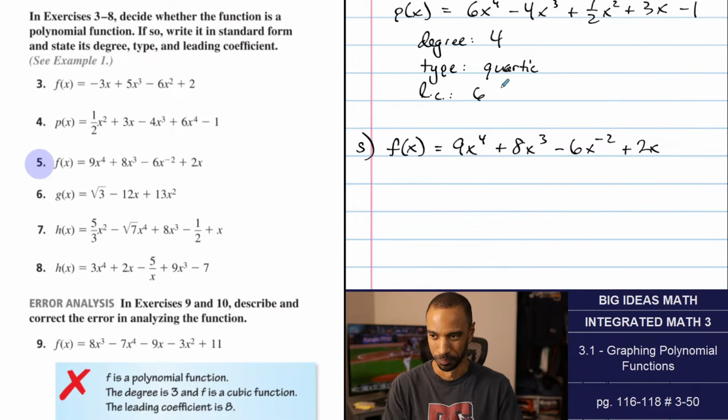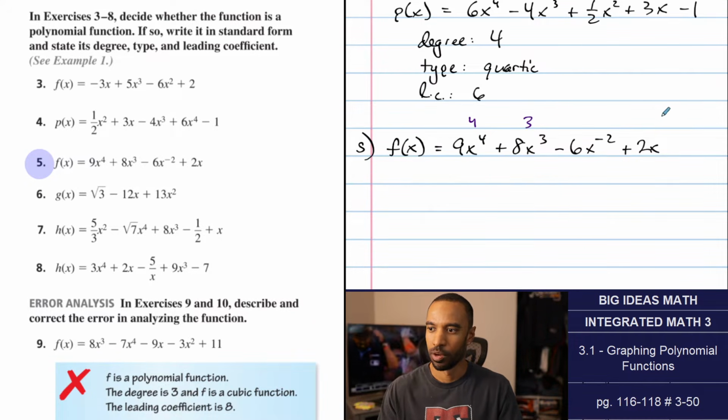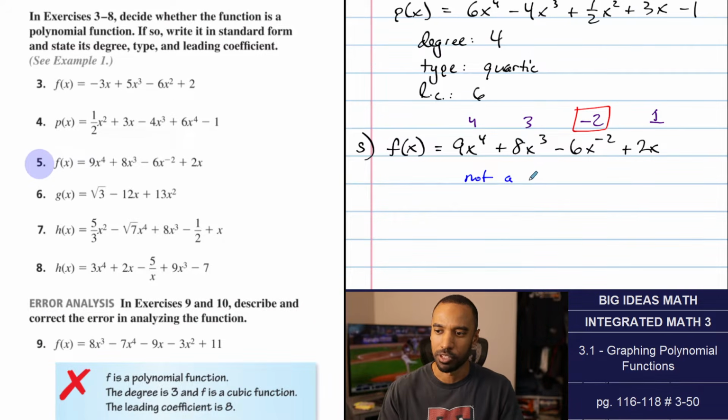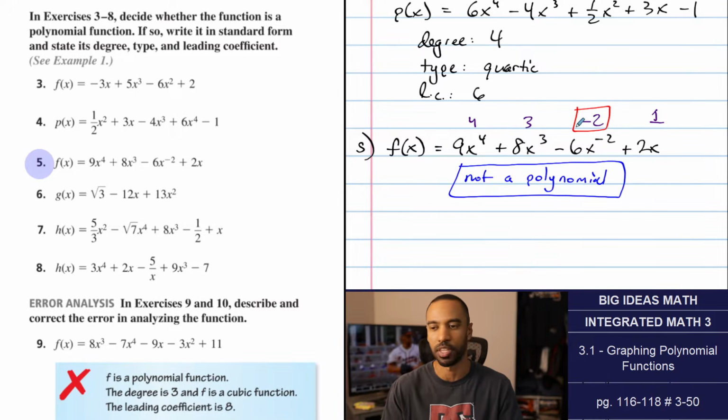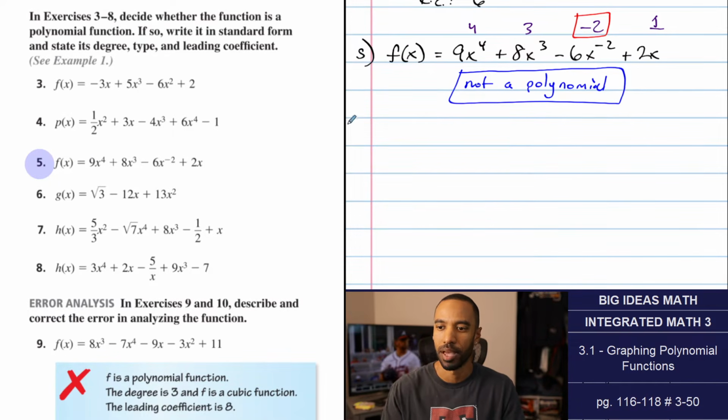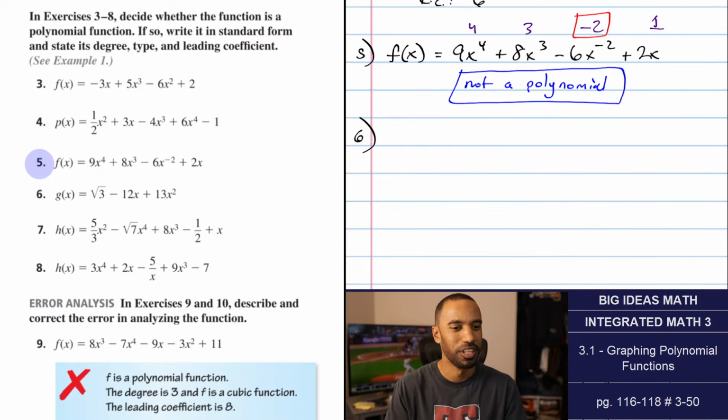Anyway, this is degree 4, 3, and 1, and this one's negative 2. This one makes it not a polynomial when you have that. And if it's not a polynomial, then we shan't express anything further when it comes to standard form, degree, anything like that. It's just not a polynomial, and we'll leave it. So we're done on number 5. I'll take more of those, please. Little less writing, huh?